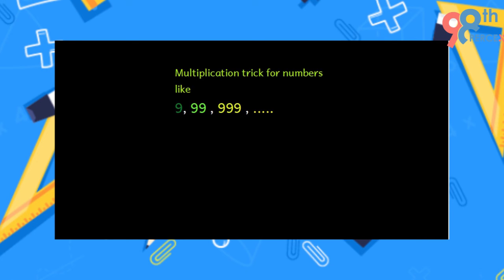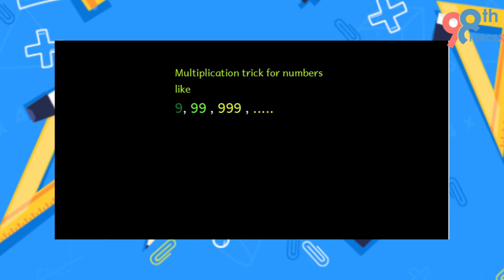Hello everyone. Today we are going to learn a multiplication trick which is applicable for all the numbers in which one of the numbers is composed of only nines. That means one of the numbers could be 9, it could be 99, 999 and so on. Also, we have to make sure that the number of digits in both the numbers we are multiplying is the same.